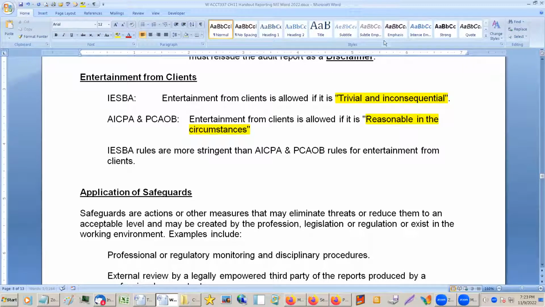And I'll tell you what this really relates to, why the US standards are much more relaxed. It's golf. A lot of times these companies will have golf outings, often at country clubs, and those rounds of golf are thousands of dollars. They're not inconsequential or trivial, and under the international standards, they're not allowed.